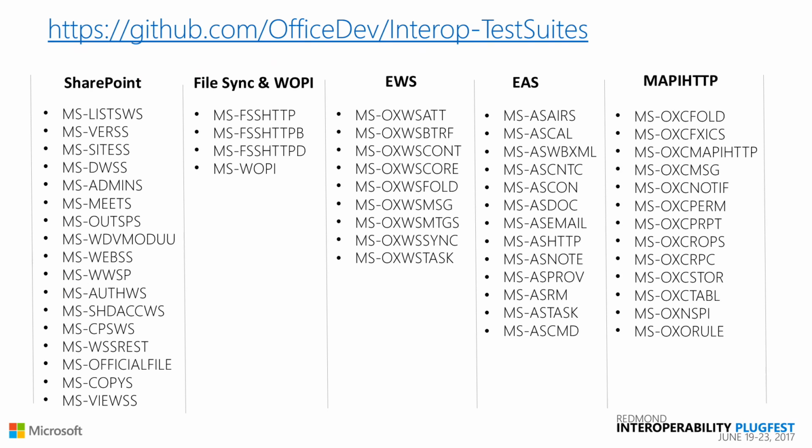So these are the packages we are available in GitHub right now. It includes SharePoint package, FileSync and WOPI, EWS, EAS, and MS-OXHTTP. RPC is also included in the MS-OXHTTP package. So they are all open source in GitHub. You can download or clone them directly.